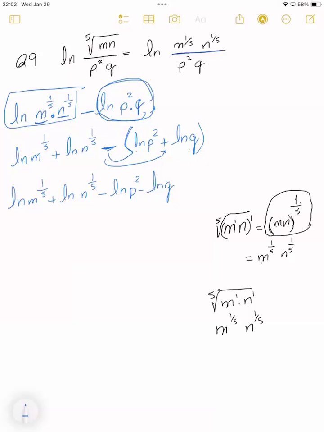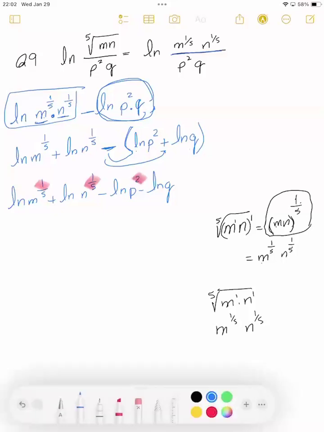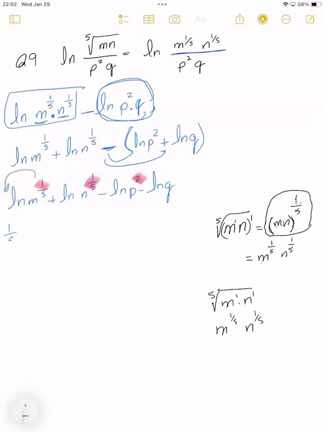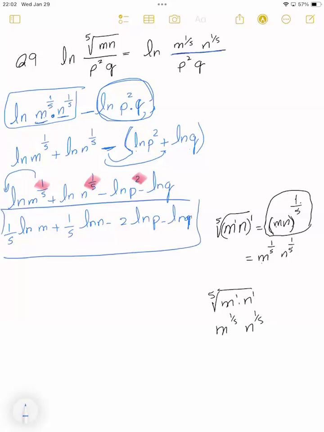And now at last you get rid of the exponent. So let's get rid of this, this. So you get 1/5 ln of m, 1/5 ln of n, 2 ln of p, minus ln of q. And that is your final answer.